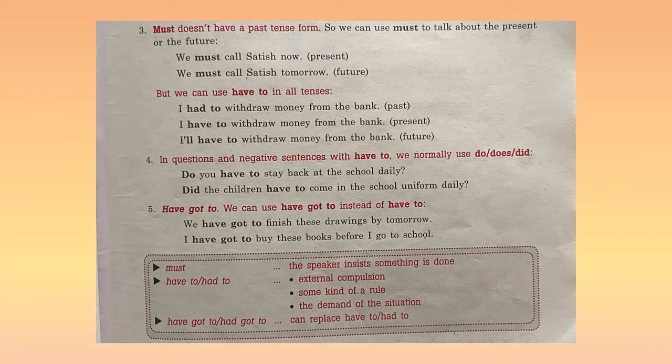Must doesn't have a past tense form. So we can use must to talk about the present or the future only. Like, we must call Satish now. This is present tense. We must call Satish tomorrow. It shows future. But we can use have to in all tenses. Means in past also, present also and in future too.